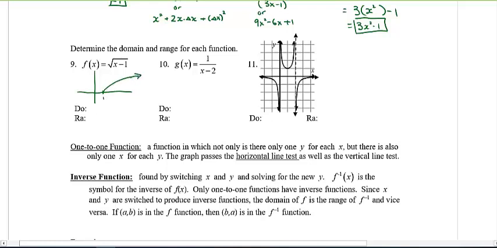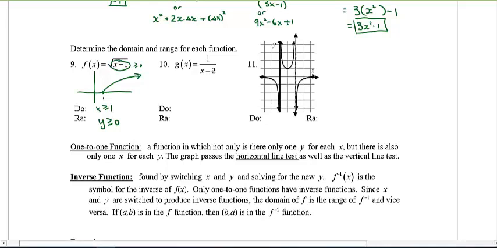You can hopefully see that the domain in this case is x is greater or equal to 1, because remember the stuff underneath the square root has to be bigger or equal to 0, so therefore x is greater than or equal to 1. And the range, yes, because it's a square root, it has to be non-negative, so bigger or equal to 0.